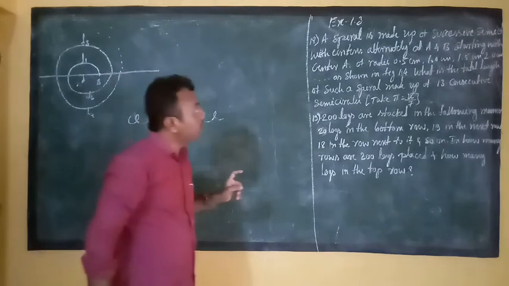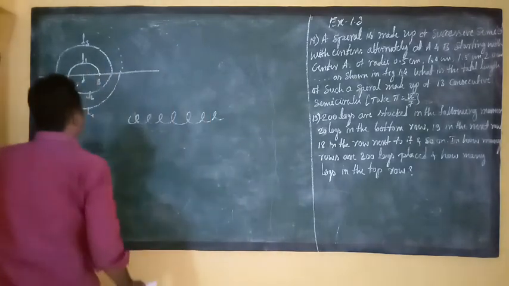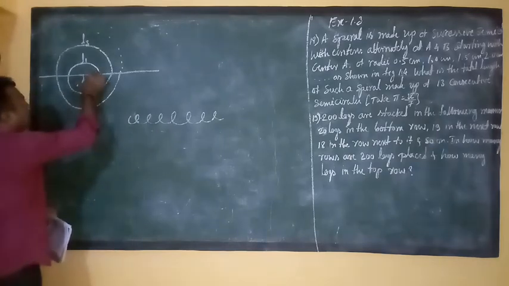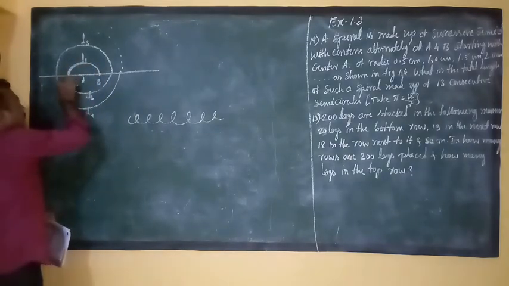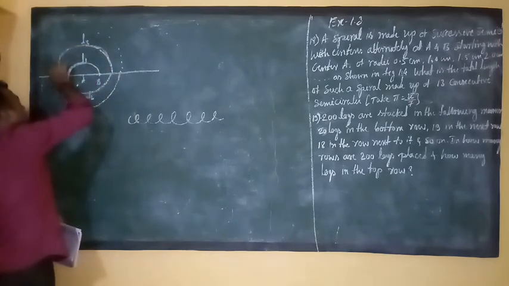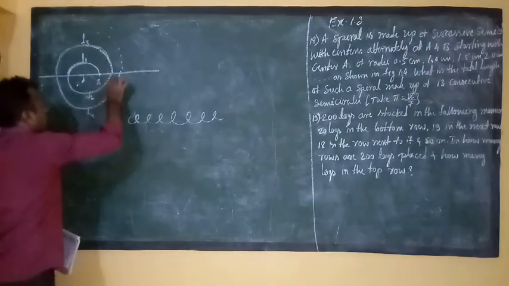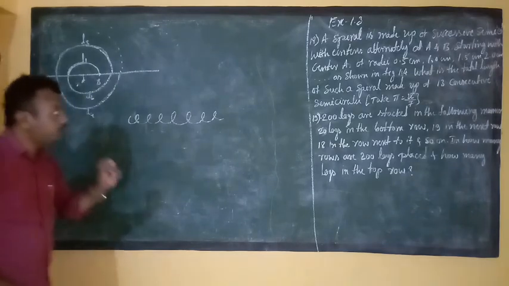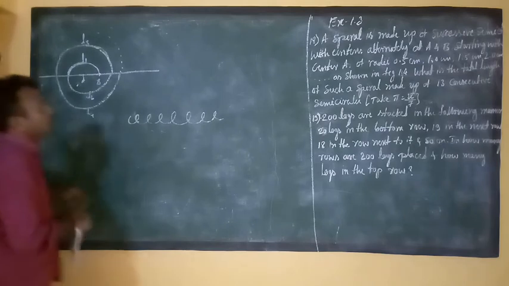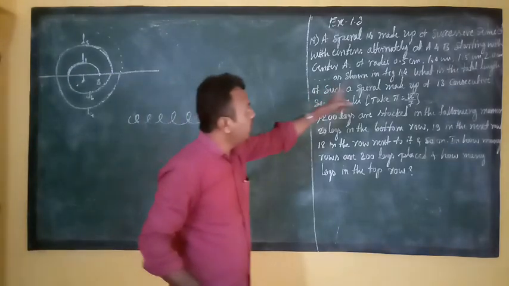The spiral is made up of successive semicircles. Here the spiral is made up of semicircles. See here, the first spiral becomes a semicircle and the second one is also a semicircle. Third is also a semicircle and the fourth one is also a semicircle. Every spiral is made up of semicircles. So students, with centers alternately A and B.